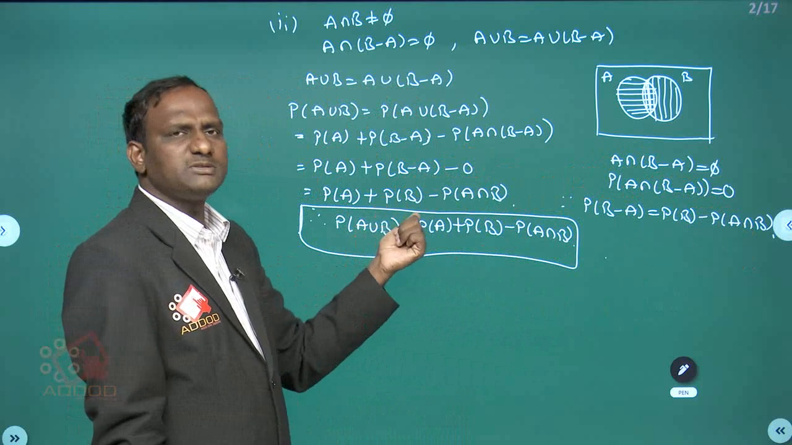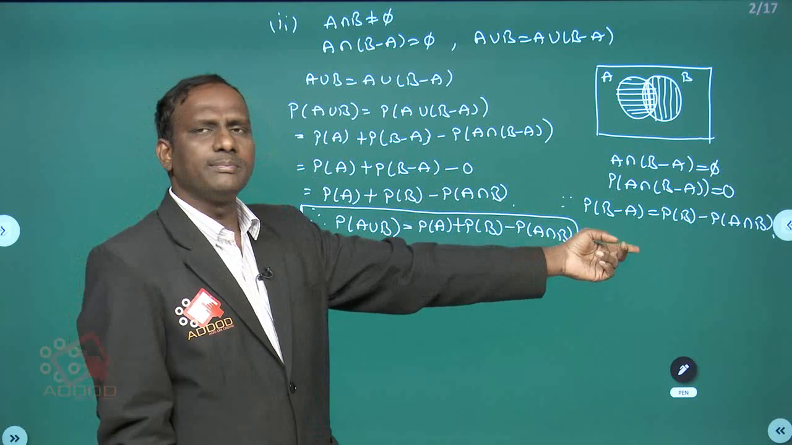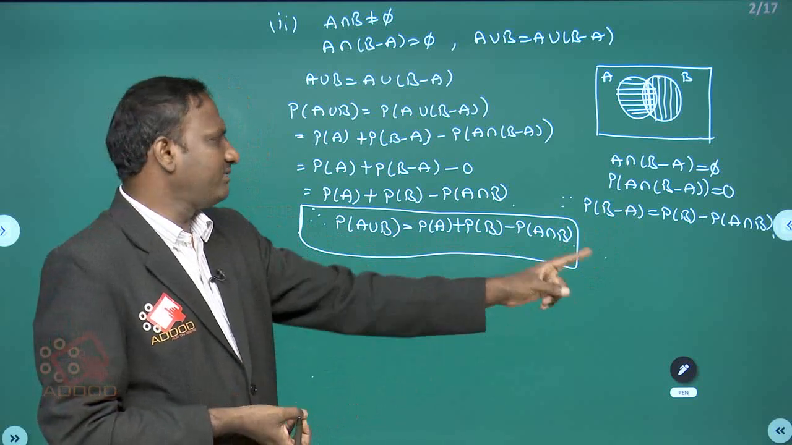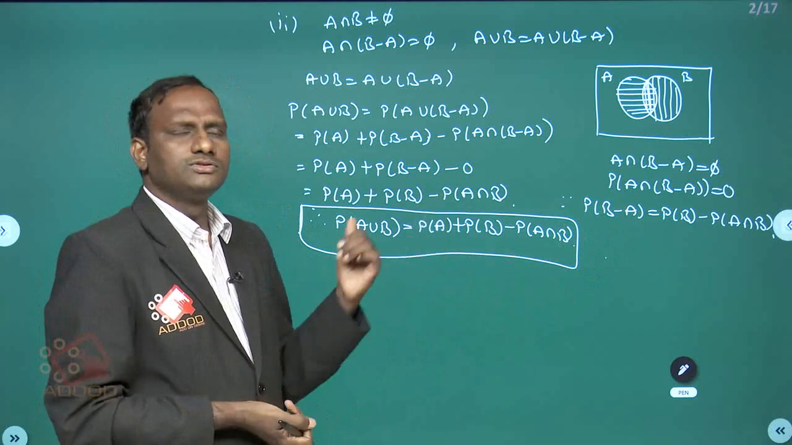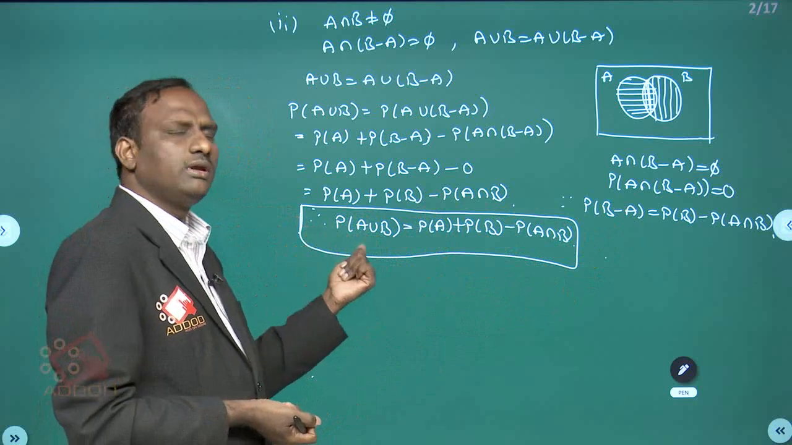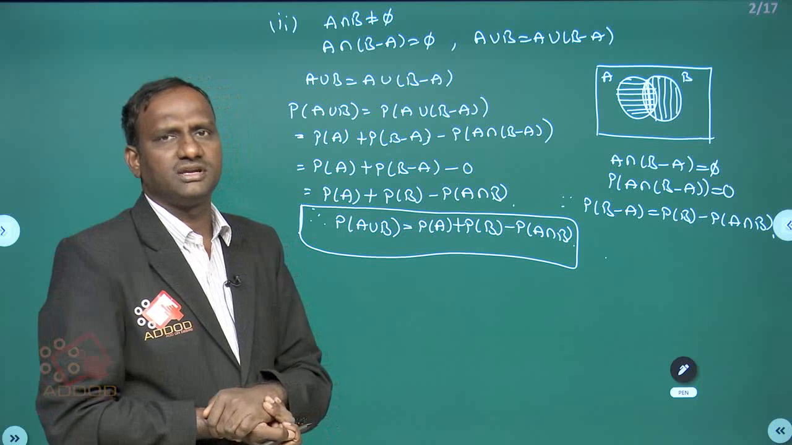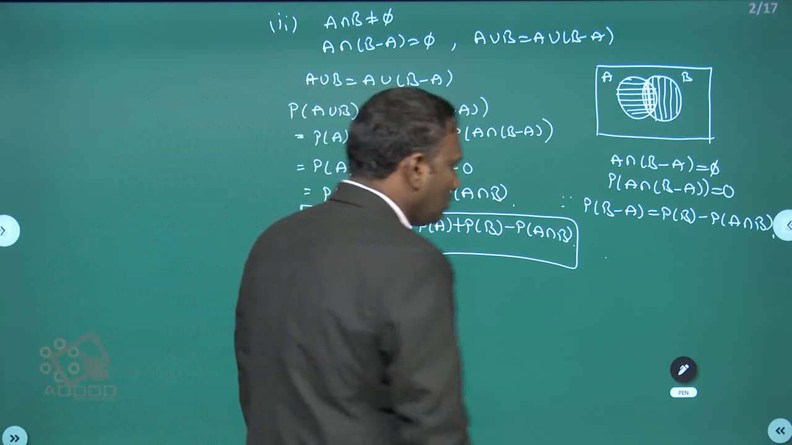So now P of A plus P of B minus A, and by a known result, P of B minus A can be written as P of B minus P of A intersection B. That value I am applying here. So I am getting P of A union B equals P of A plus P of B minus P of A intersection B. Okay? Right. Now go for the next question.